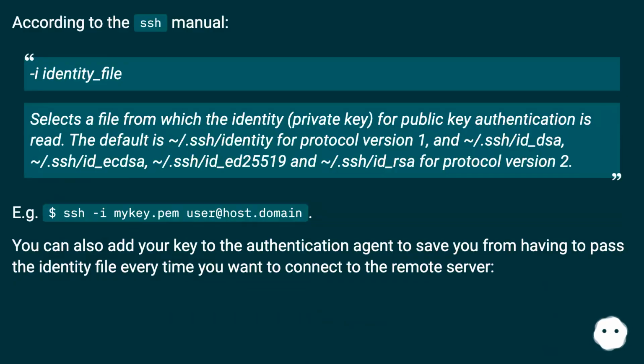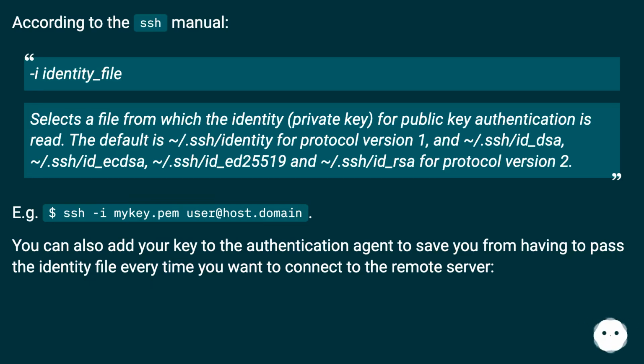According to the SSH manual, identity_file selects a file from which the identity, private key, for public key authentication is read. The default is ~/.ssh/identity for protocol version 1, and ~/.ssh/id_dsa, ~/.ssh/id_ecdsa, ~/.ssh/id_ed25519, and ~/.ssh/id_rsa for protocol version 2. E.g. $ ssh -i mikey.pem user@host.domain.